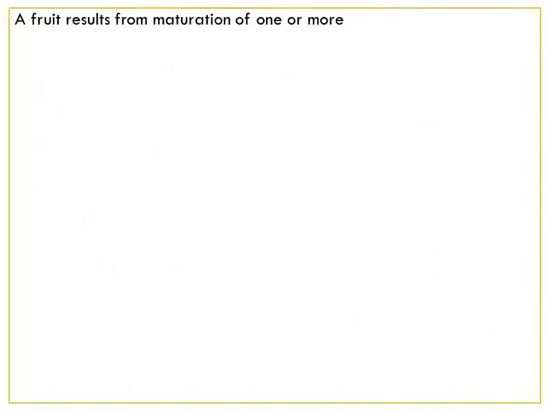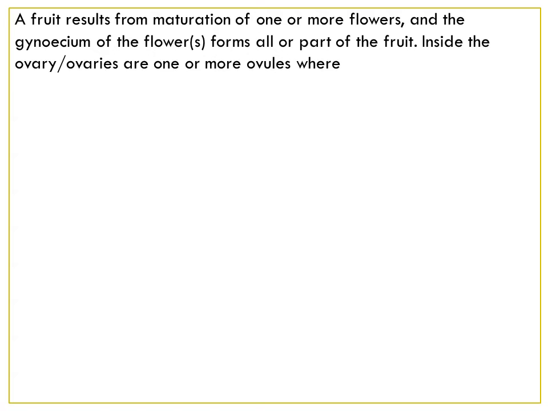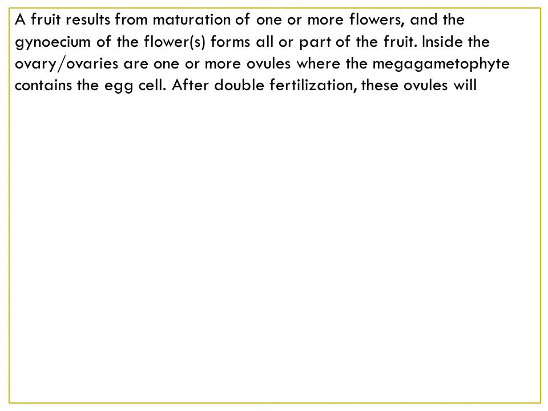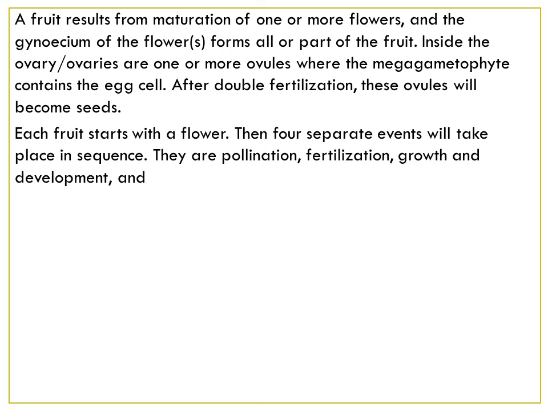A fruit results from maturation of one or more flowers. Got it? One or more flowers mature to become a fruit, and the gynoecium of the flowers forms all or part of the fruit. Inside the ovary or ovaries are one or more ovules where the megagametophyte contains the egg cell. After double fertilization, these ovules will become the seeds.